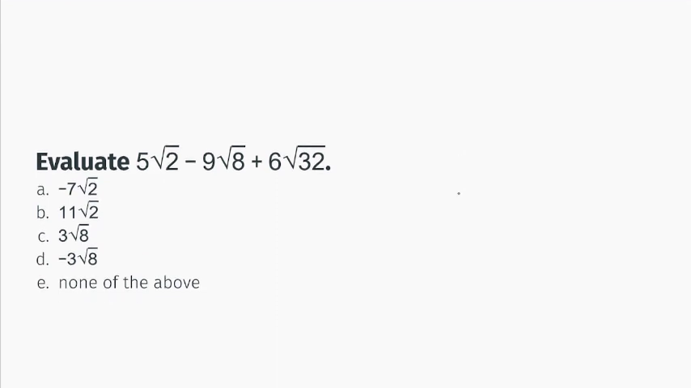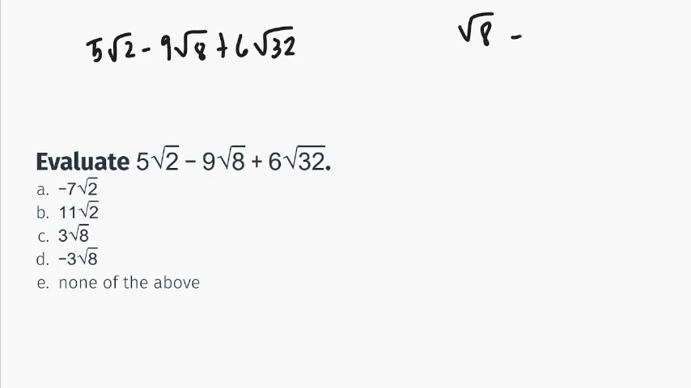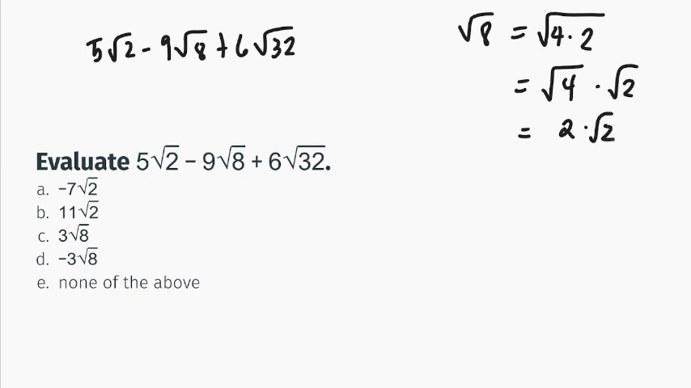Let's move on to number 4. Evaluate 5 square root of 2 minus 9 square root of 8 plus 6 square root of 32. First, let's observe square root of 8, which is equal to square root of 4 times 2. Therefore, by the property of square roots, this is equal to square root of 4 times square root of 2. And we know that square root of 4 is just 2, so this is 2 square root of 2.